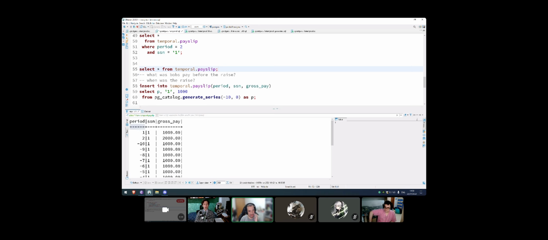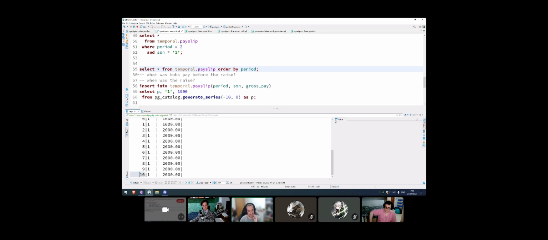The data here is from -10 to 10, the periods. And it's all for Bob. I basically generated the payslips, so this is the history of the past payslips, right? Not only the history. Let's say we are here at the 0 time. It would mean that there is future too. Oh, okay, that makes sense, if you're at 0.